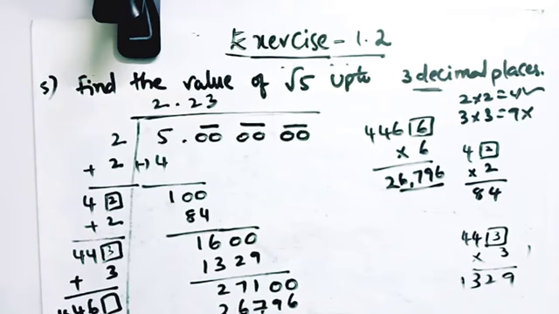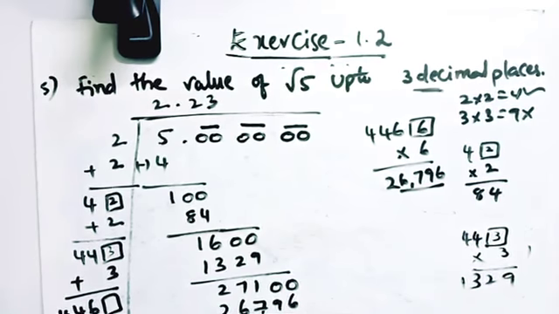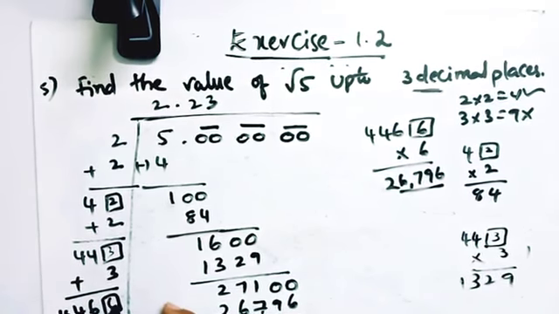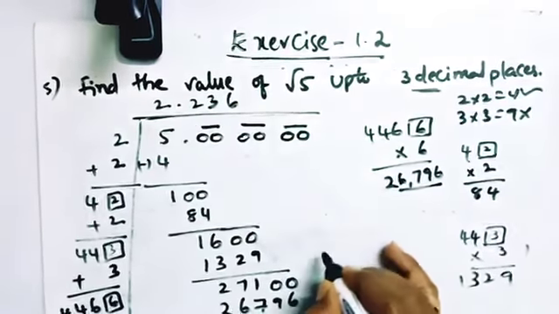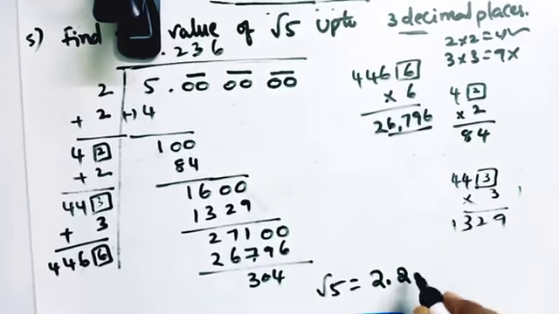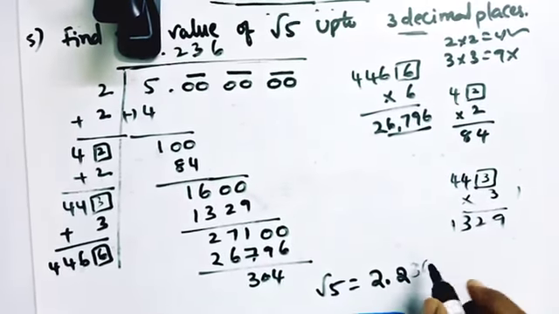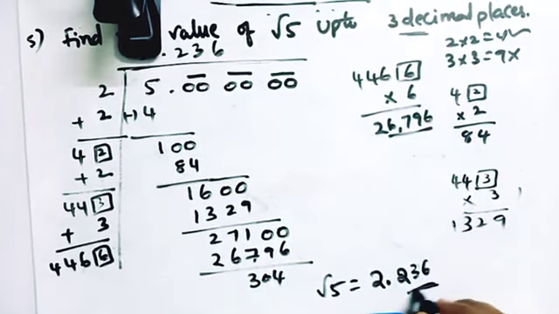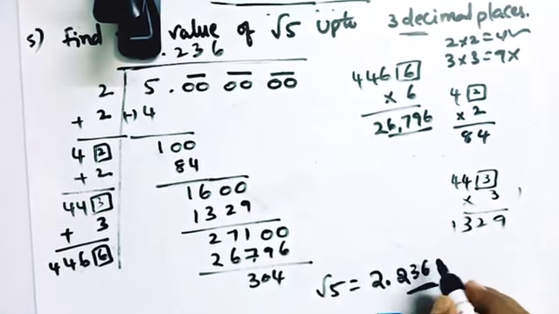So that is 26,796. Then that answer is you will get 304. So that is 266. So the answer is, root 5 you will get 2.236. So I have written the answer up to 3 decimal places.